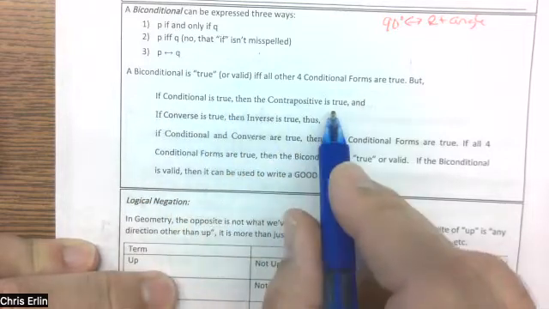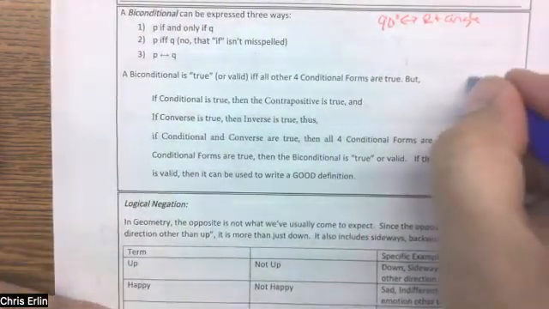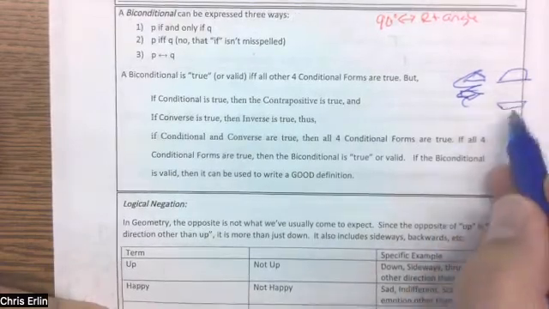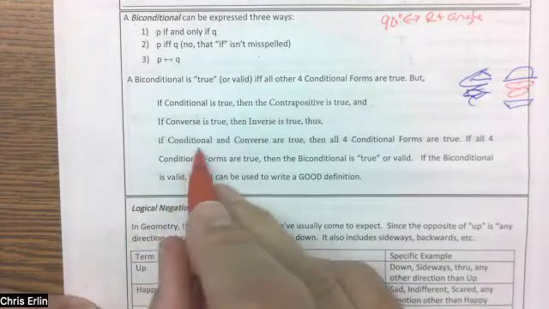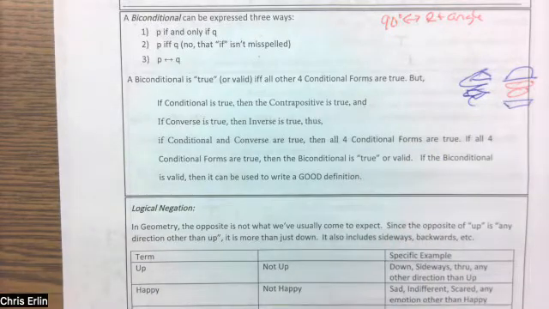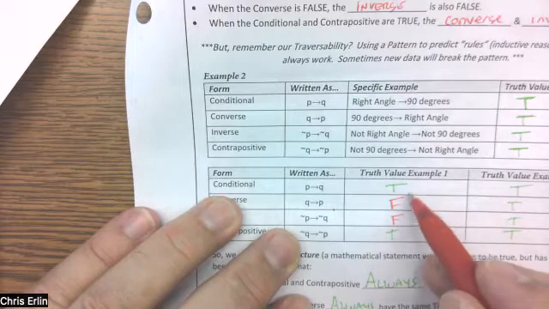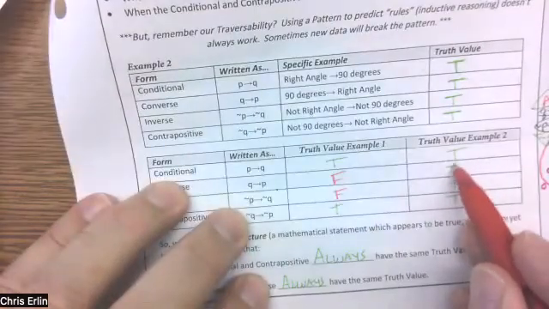Now, if the conditional is true, then the contrapositive is true. We've agreed to that, right? The bun and the bun are both the same. The bun and the bun have the same truth value. If the converse is true, then the inverse is true. The mystery meat has the same truth value. If the conditional and converse are true, then all four conditional terms are true. Did you catch that? That's an interesting piece. Somebody said, we don't have to look at all of them. We just have to look at the first two. Yeah. If we know that these are not the same, they're not both true, then they're not all four true. But if we know that the first two are true, then all of them are true.